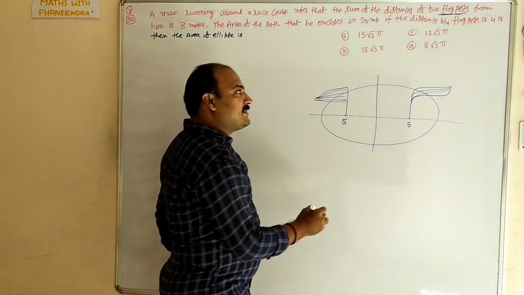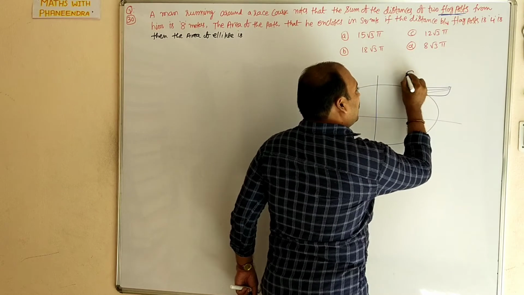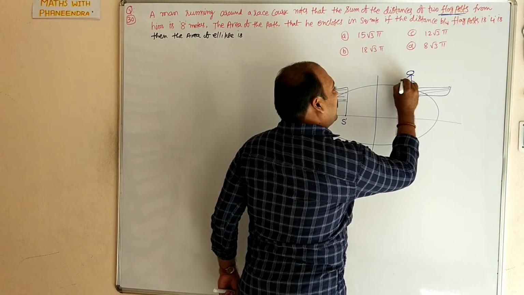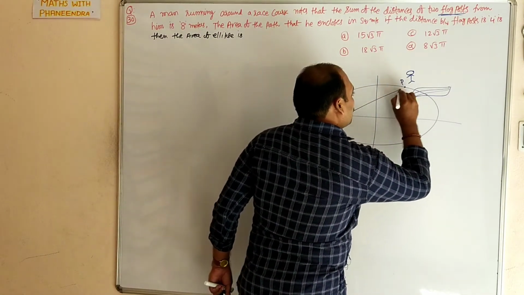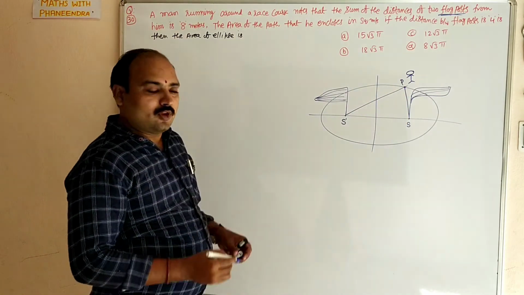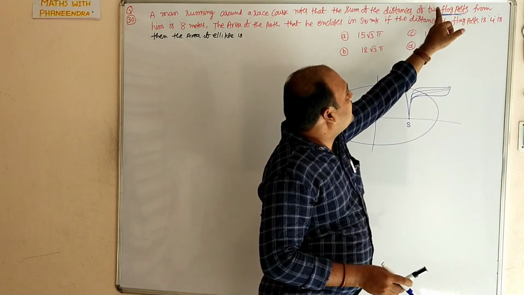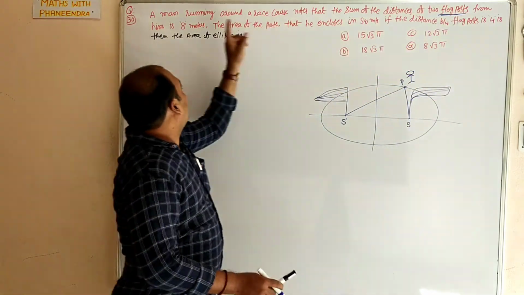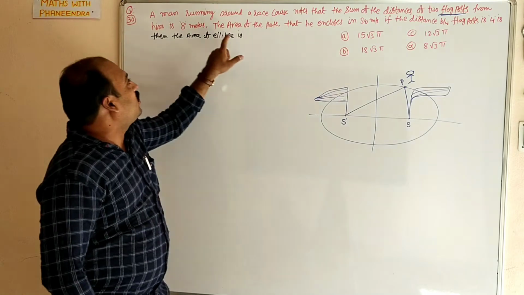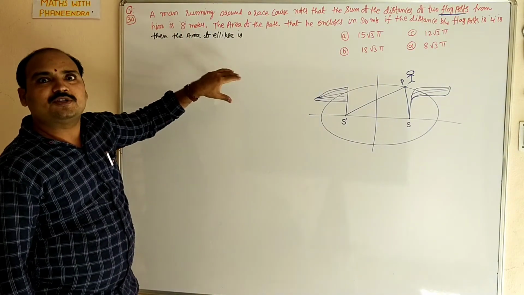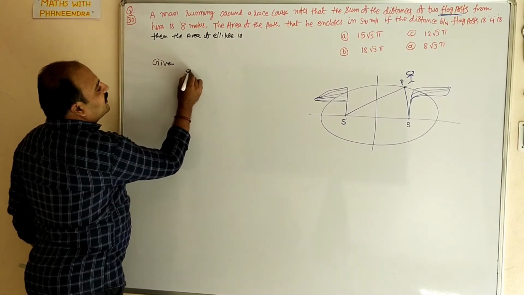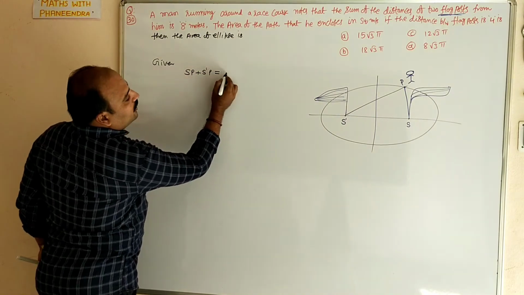And the sum of the distances from him, at some point P. Here the person is standing. This is the position of the person, P. Join S dash and P and join P and S. The sum of distances of the two flag posts from him is 8. That means SP plus S dash P is equal to 8. This is the information from the problem.